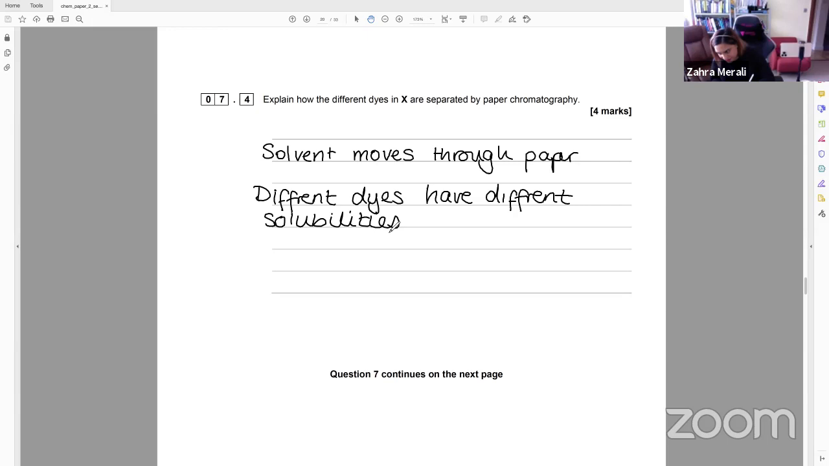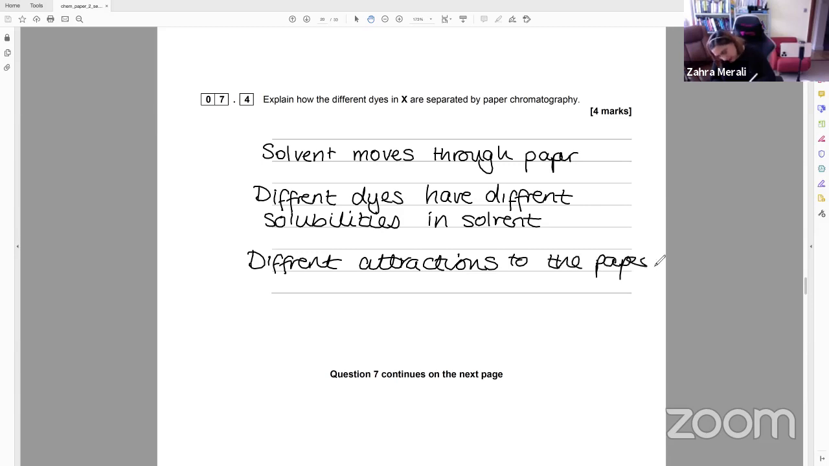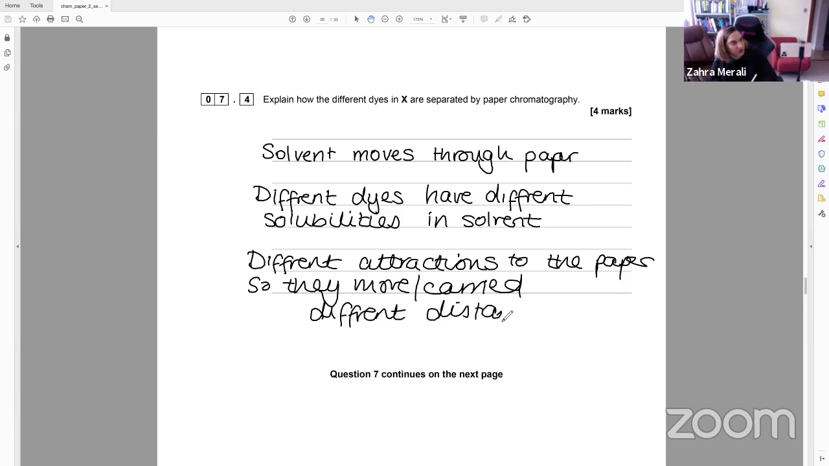Solubilities, I can't spell, I've said this before, in solvent, and they get attracted, with different attractions to the paper. So they move, or you can say carried, different distances. And that's the way chromatography works. So you've got the solvent moving through the paper, and depending on the dye, they have different solubilities. So there's different attractions, so they move different distances.